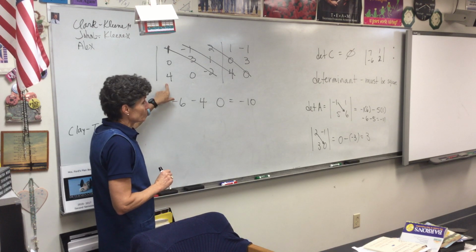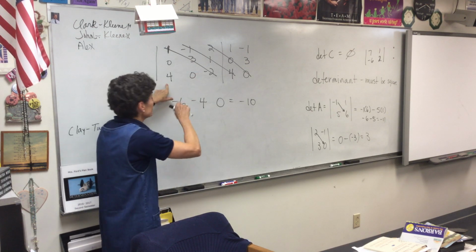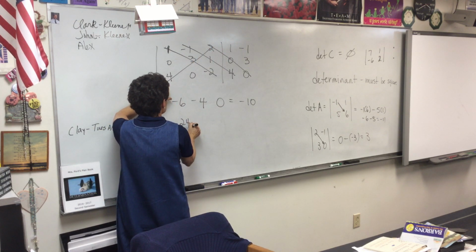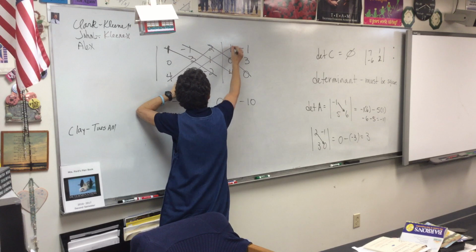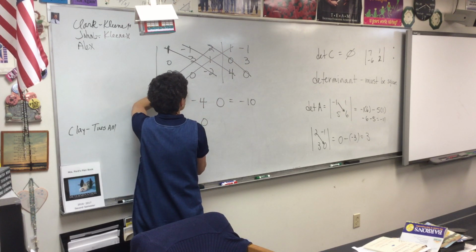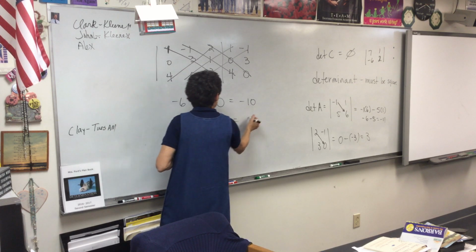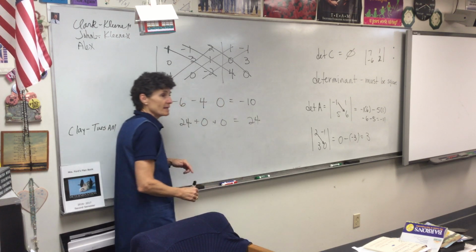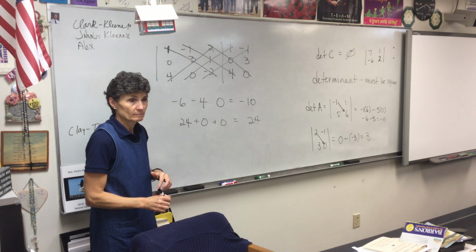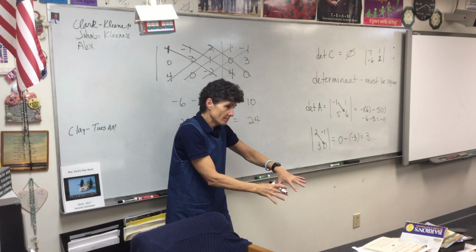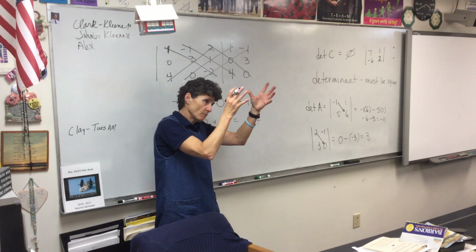Now I'm going to come over here and I'm going to do the same thing this way. So that one is 24. That one is 0. And that one is 0. So when I total those up, I get 24. So this was -10. This was 24.